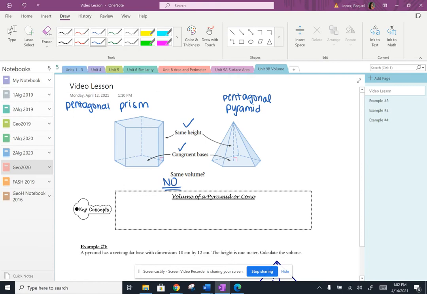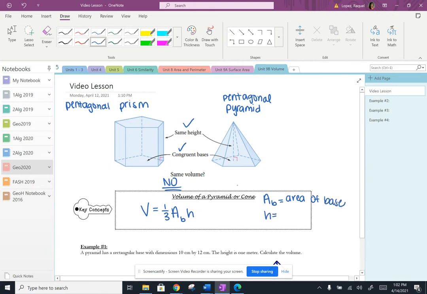So we've already figured out how to find the volume of prisms. To find the volume of a pyramid or cone, it's very, very similar. So to find the volume, we're going to do 1/3 times the area of the base times the height. So again, AB is just the area of the base.